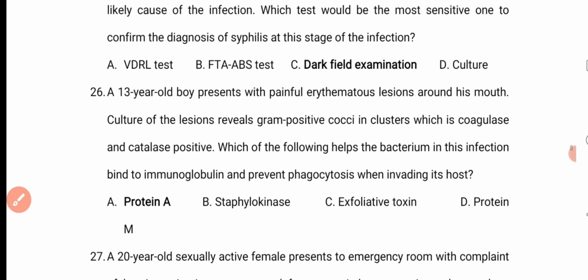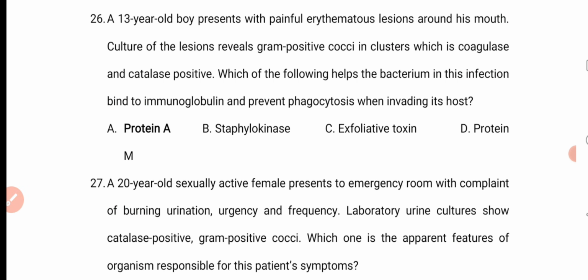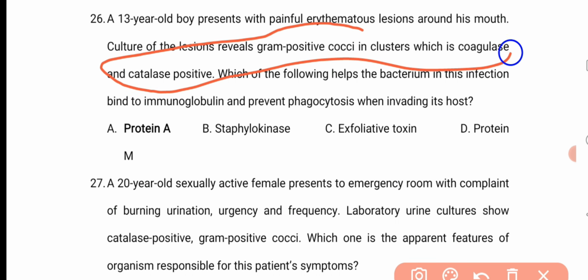Okay. Another is a 30-year-old boy who presents with painful erythematous lesions around his mouth, and the culture reveals gram-positive cocci in clusters, which are coagulase and catalase positive. Which of the following helps the bacterium bind to immunoglobulin and prevent phagocytosis? As you know, gram-positive cocci in clusters, which are catalase positive and coagulase positive, are clearly Staph aureus, right?